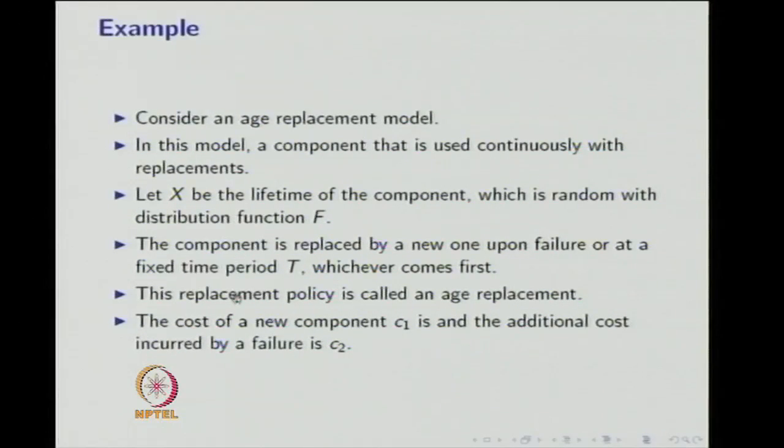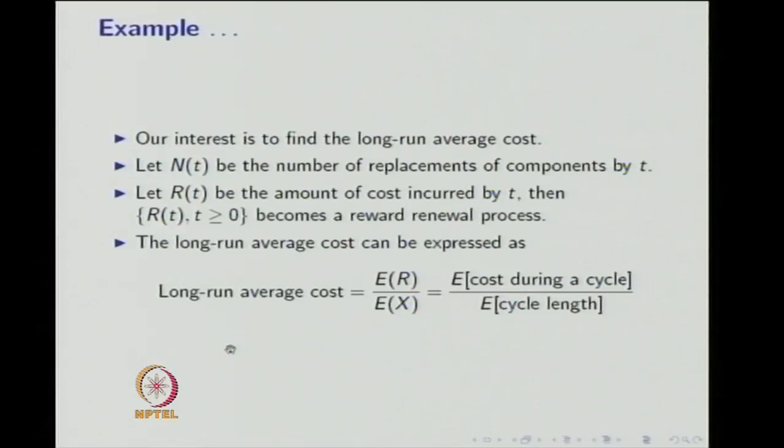The cost of a new component is C1 and the additional cost incurred by a failure is C2. Our interest is to find the long run average cost. Let N of t be the number of replacements of components by time t. N of t is a renewal process. Let R of t be the amount of cost incurred by time t. So this is a reward renewal process.